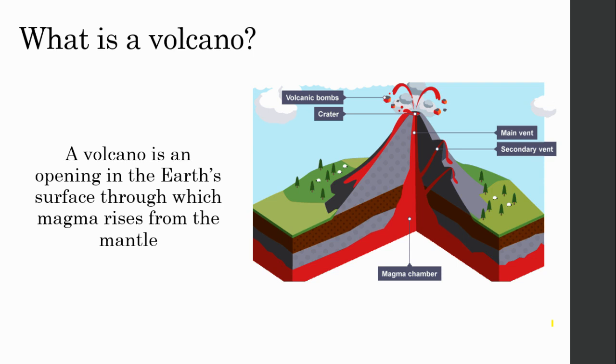So what is a volcano? A volcano is an opening in the Earth's surface through which magma rises from the mantle. So as you can see on this diagram, we have a magma chamber at the bottom. So if we think back to our key words, magma is molten rock under the Earth's surface. And in the Earth, sometimes there is a vent in which the magma can come through.